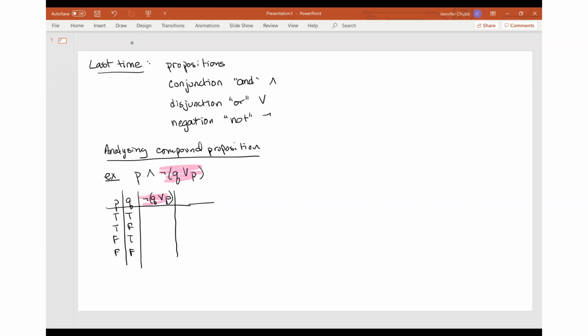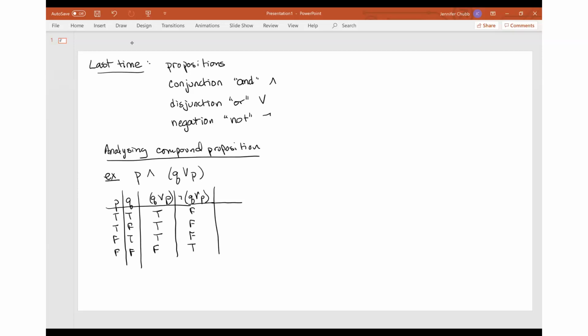Okay. So you could break this down even further and just figure out what Q or P is. In fact, why don't we go ahead and do that? So Q or P, that's the inclusive or, so that means one or the other or both of those two things have to be true. And in this case, we're going to have true, true, true, false. One or the other or both. And the negation of Q or P, remember, negation just flips trues to falses and falses to trues. So we'll have false, false, false, and true.